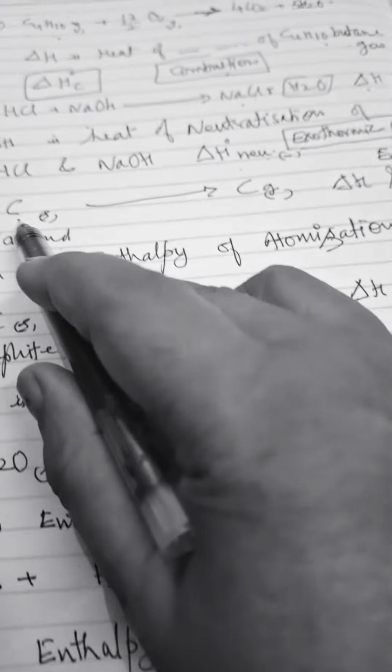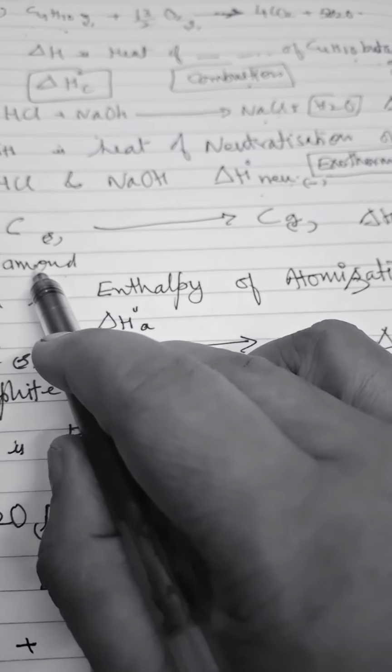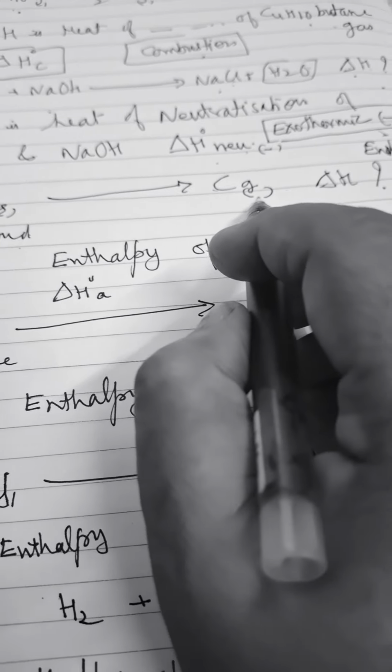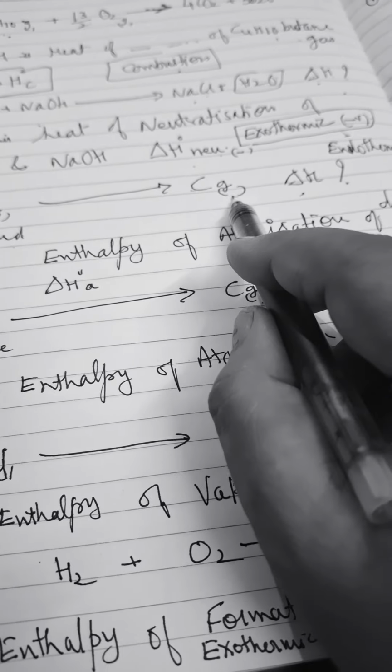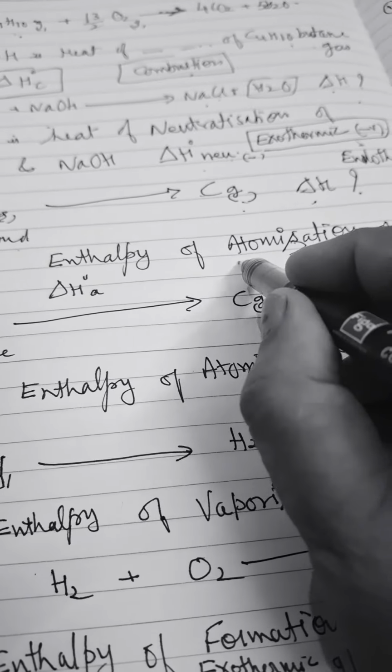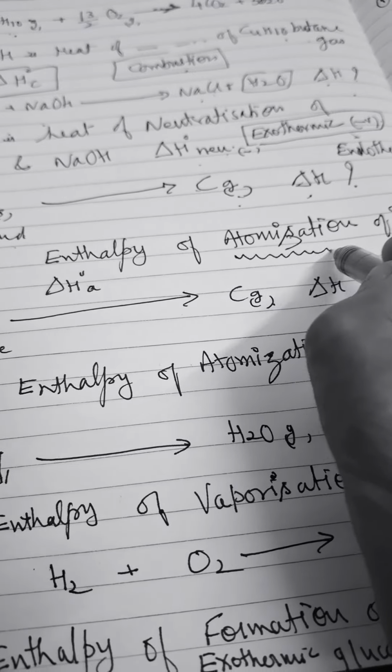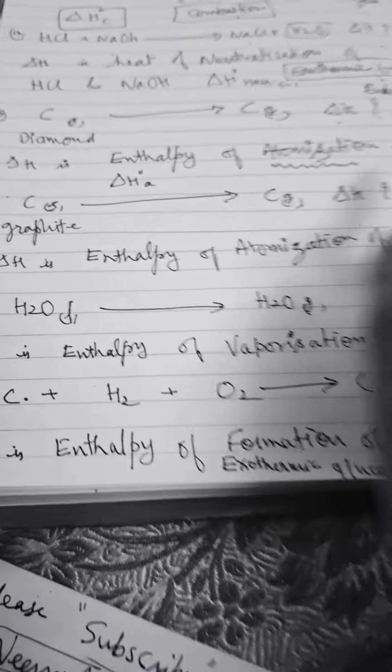Okay, now carbon, sulfur, diamond. This is diamond converted into carbon graphite. What will we call delta H? So here a phase transformation takes place, solid to gaseous state, isolated gases. So we will call it enthalpy of atomization. Remember these words, very important.